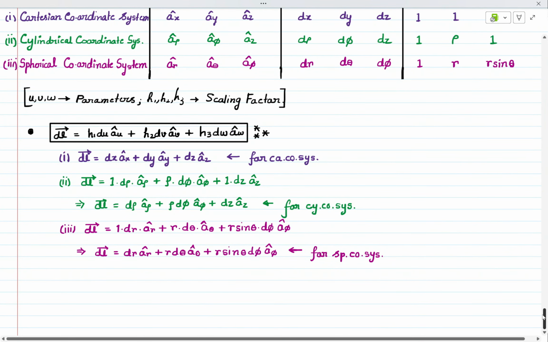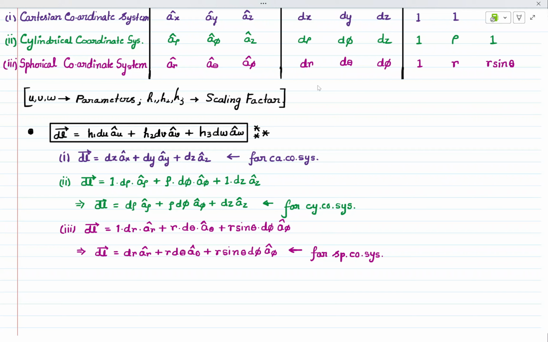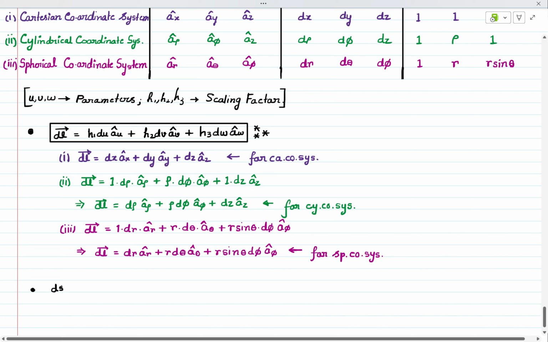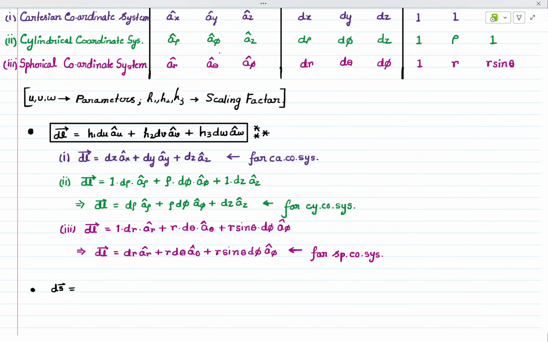Okay, now this was the generalized formula for differential length. Now I will show you the generalized formula for differential area. The differential area is a vector quantity. It must have three directions. So as it has three directions, it also has three different formulas.